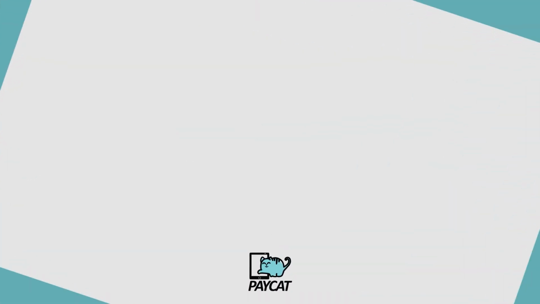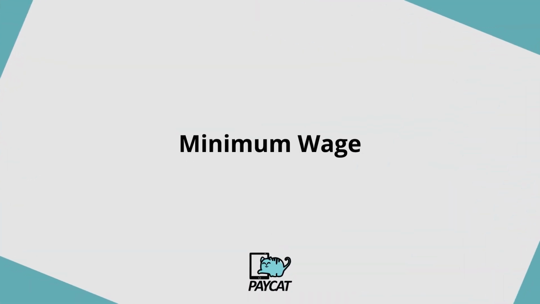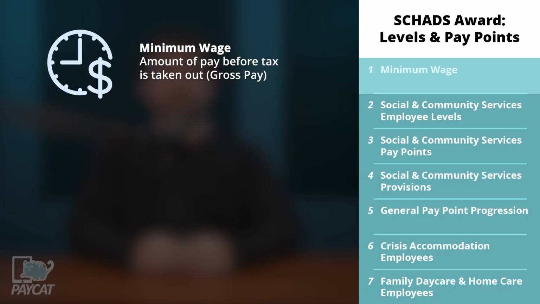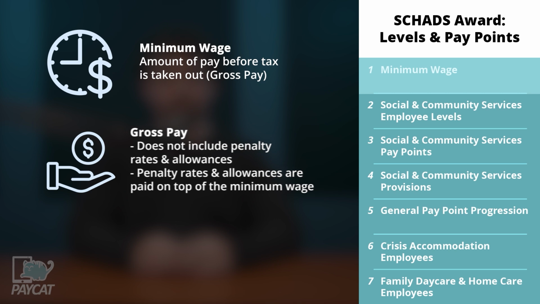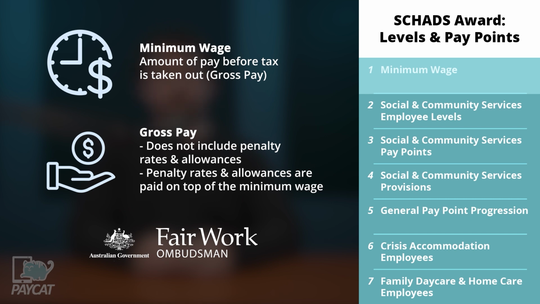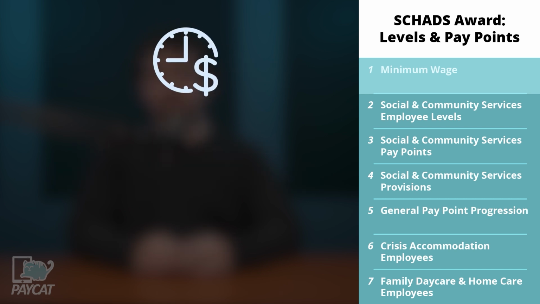All employees working in Australia are entitled to a minimum wage. This is the lowest amount an employee can be paid for the work that they're doing. It's important to note that the minimum wage refers to the amount of pay before tax is taken out. In other words, it's their gross pay. Gross pay does not include any of the penalty rates and allowances that your employees are entitled to. That'll be paid on top of the minimum wage. Each year, the Fair Work Commission reviews the minimum pay rates under the SCHADS award, so you'll need to stay up to date. The minimum wage rate is classified according to the 4 different groups under the SCHADS award.